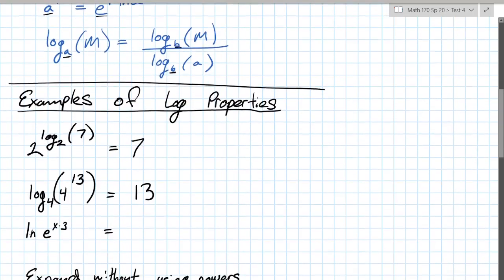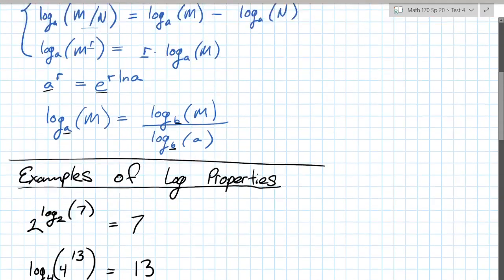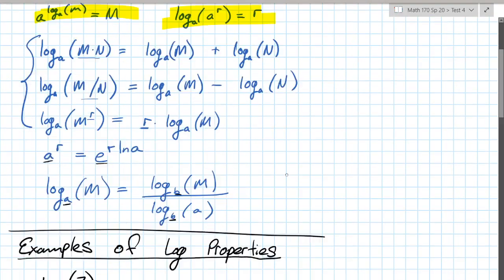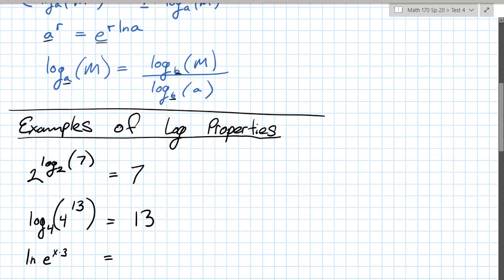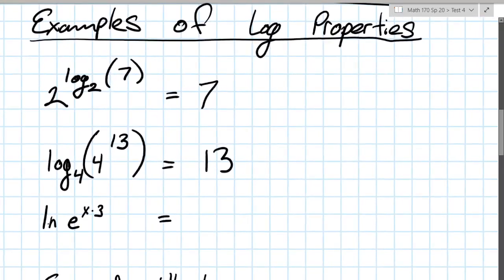Next one is ln of e to the x times 3. Do we have a property for that? Yes, it's the property that we just used right there. Since the base of the natural log is base e, we can just jump straight to the answer, x times 3, or 3x.